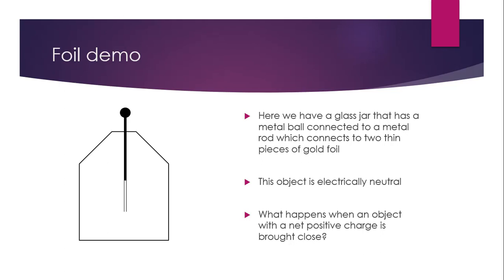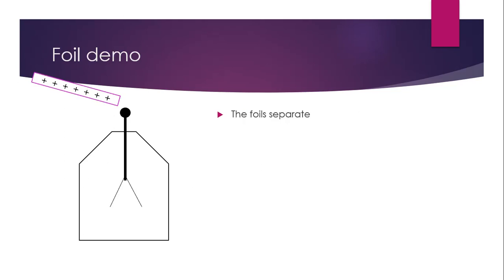So what happens if I have this electrically neutral object, and I bring a positively net charged object, maybe that glass rod that was rubbed with silk, close by? What you see is that the foils separate. The question is, why does that happen?